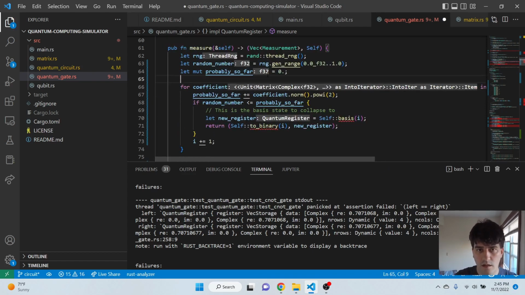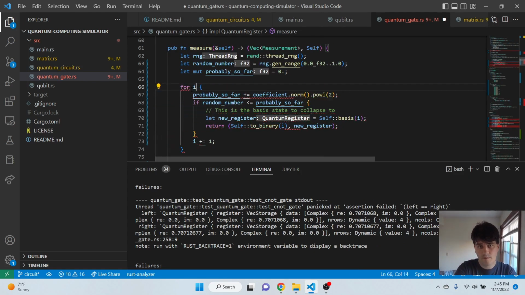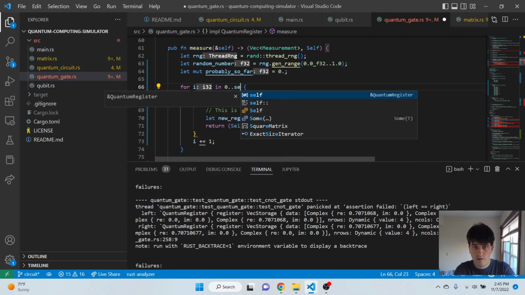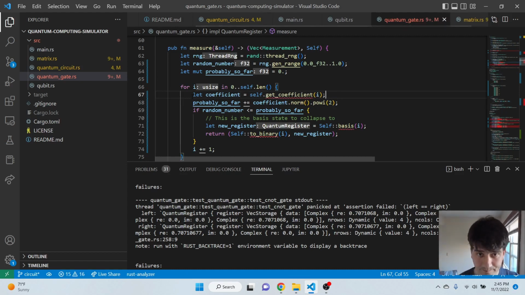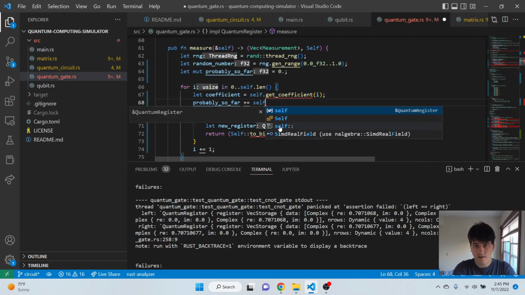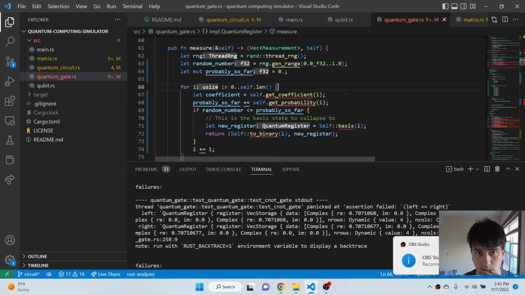Let's do this a little bit better. We'll say, I in 0 to self.length, and we'll say let coefficient be self.get coefficient I. And let's go ahead and say self.get probability I. Okay.